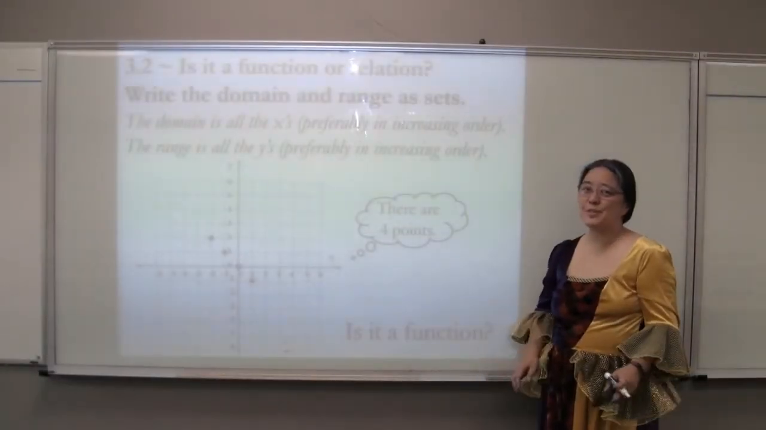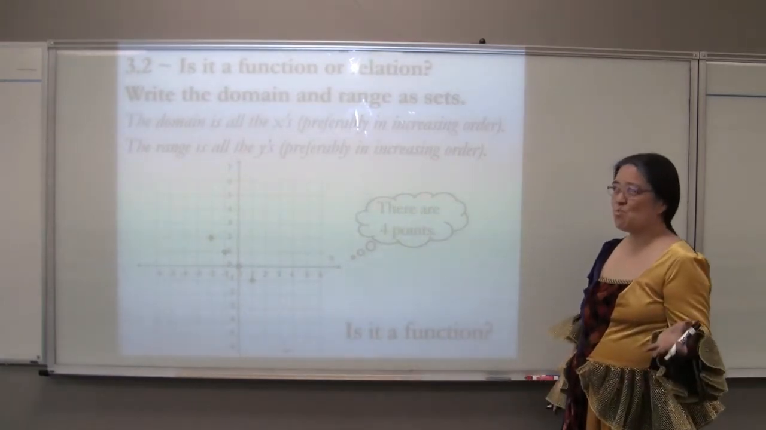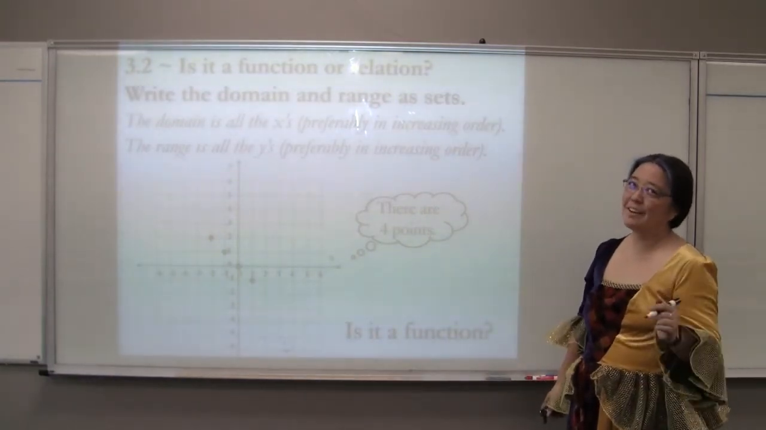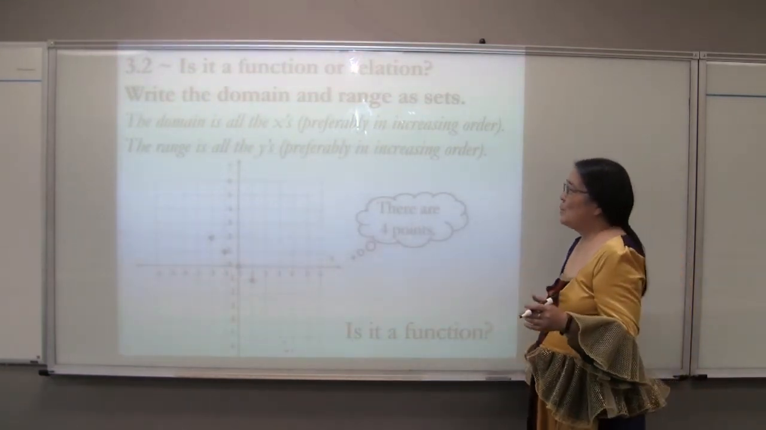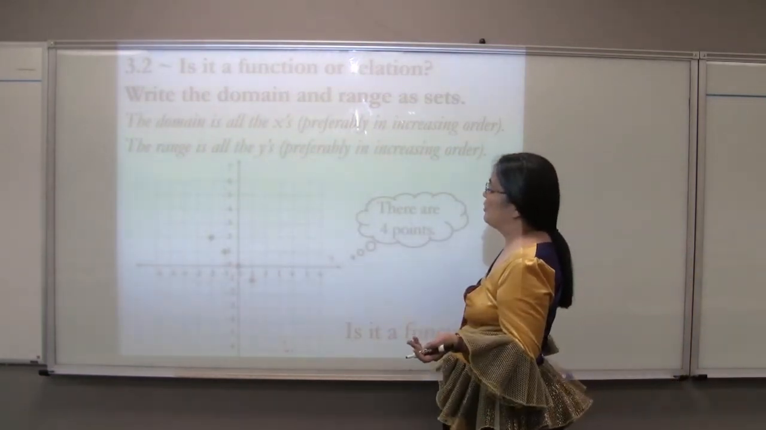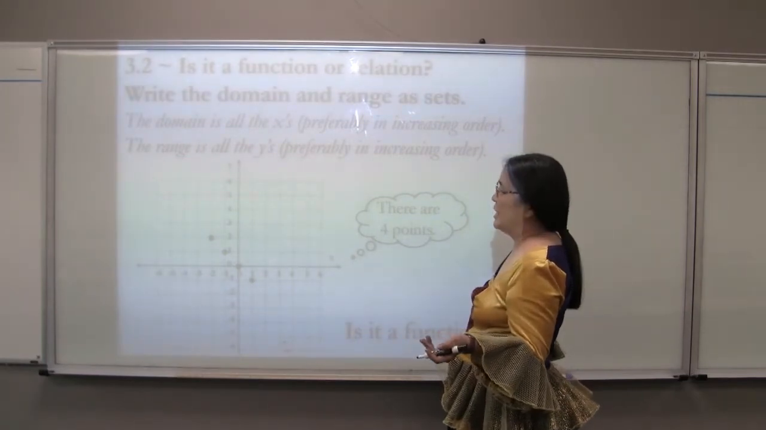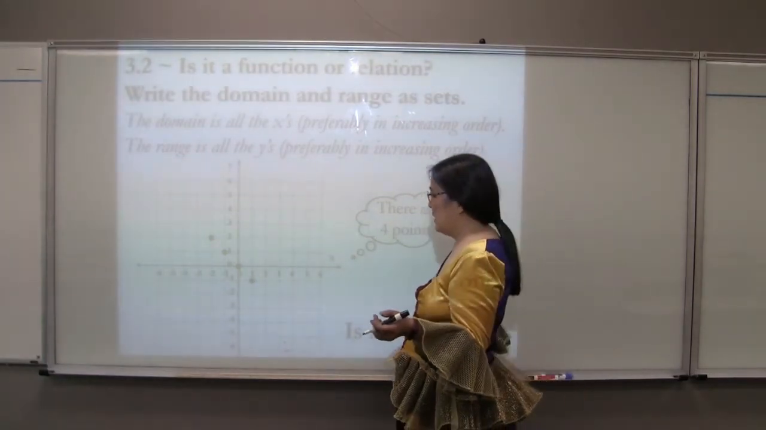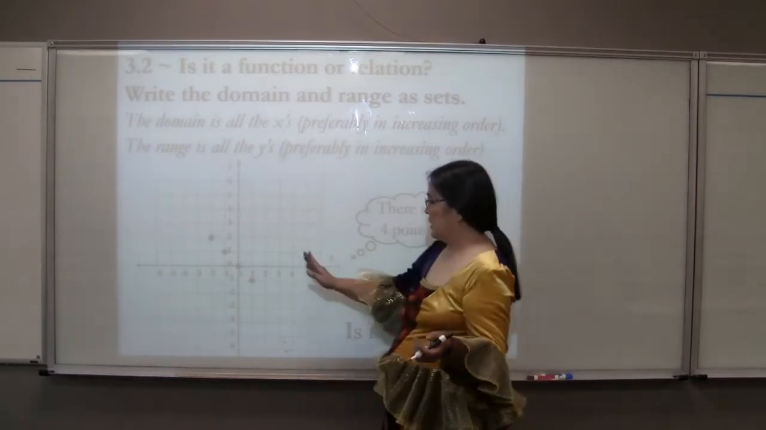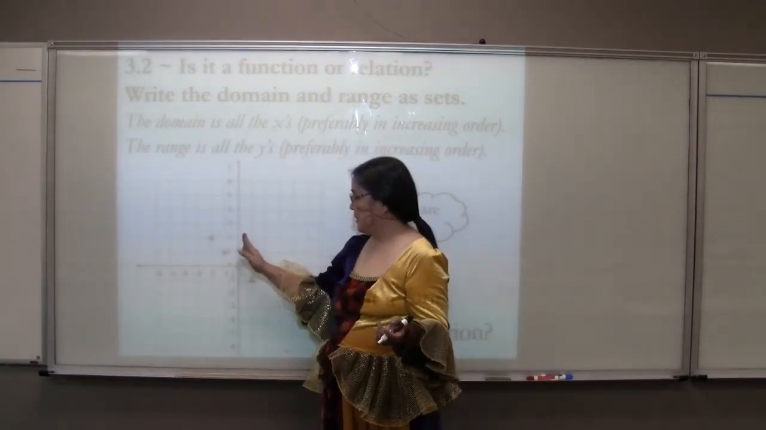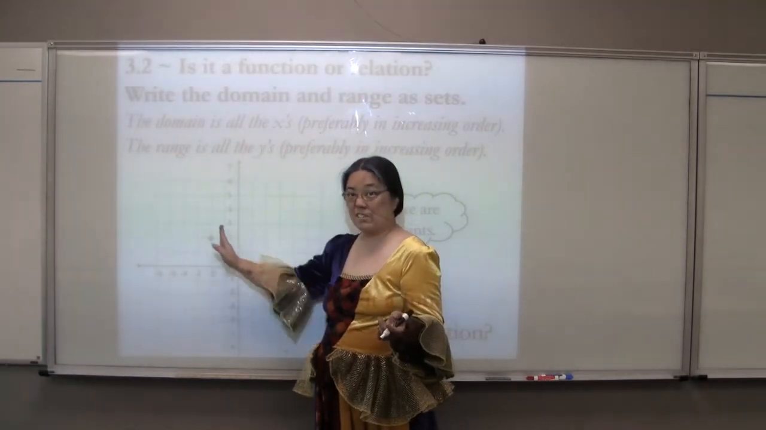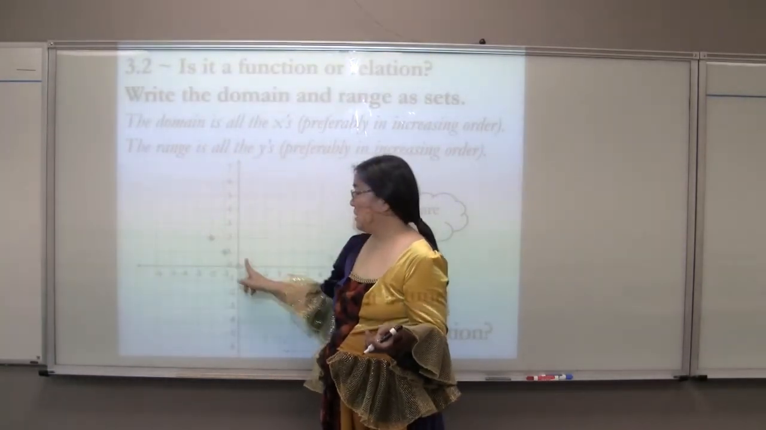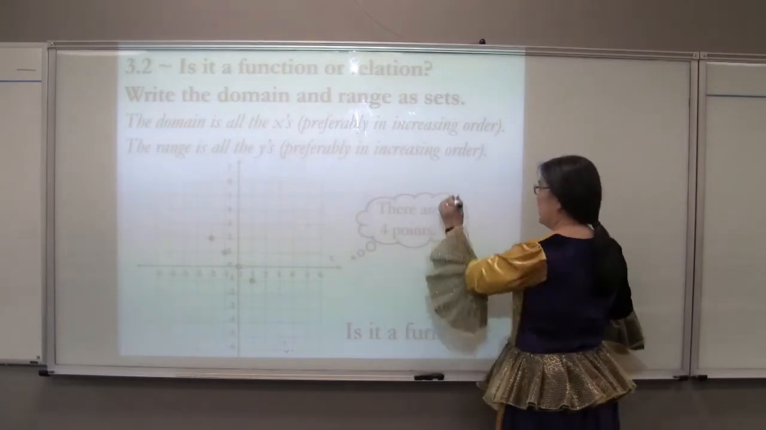Chapter 3, Section 2, questions 2 and 3. Now, not everyone has a textbook, so I put some of these together for you. We have, is this a function or a relation? And write the domain and range as sets. So here, is it a function? Does it pass the vertical line test? All the dots are sitting next to each other, not on top of each other. So it is a function.